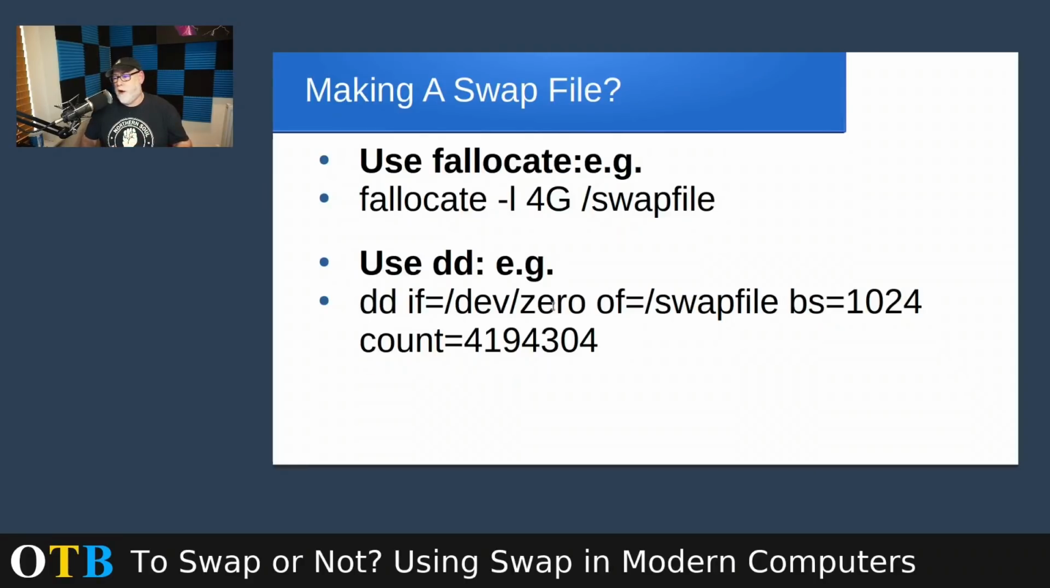After that, just follow the instructions. You'll find them anywhere. The Arch wiki is particularly good. Do a chmod 600 on the swap file. Do a mkswap, swapon, and stick it in your fstab to make sure that it comes on each time you boot.